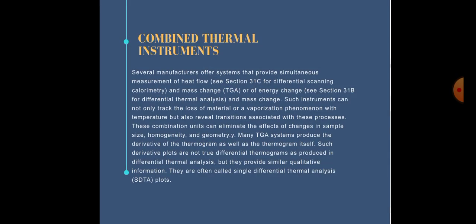Combined thermal instruments. Several manufacturers offer systems that provide simultaneous measurement of heat flow and mass change, or of energy change for differential thermal analysis and mass change. Such instruments can not only track the loss of material or vaporization phenomena with temperature but also reveal transitions associated with these processes. This combination unit can eliminate the effect of changes in sample size, homogeneity, and geometry. Many TG systems produce the derivative of the thermogram as well as the thermogram itself. Such derivative plots are not true differential thermograms as produced in differential thermal analysis, but they provide similar qualitative information. They are often called single differential thermal analysis.